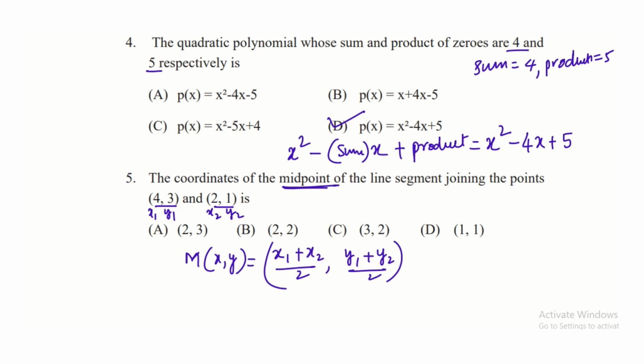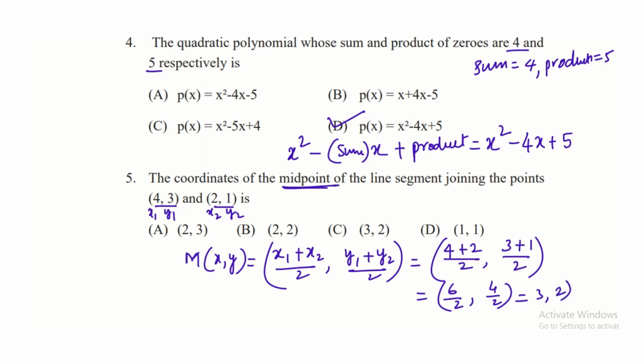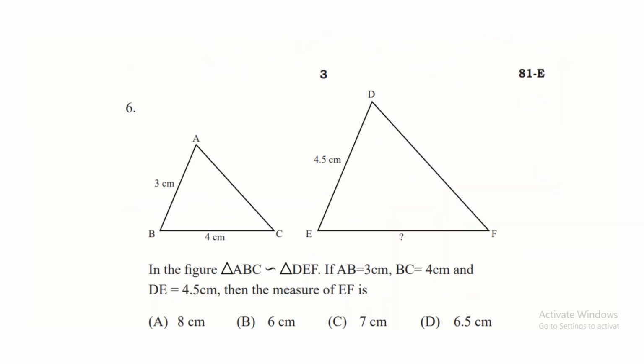So substitute these values here, that is x1 should be replaced by 4 and x2 should be replaced by 2, divided by 2, and y1 plus y2, y1 is 3 and y2 is 1, divided by 2. So we get 6 by 2 and 4 by 2. 6 by 2 is 3 and 4 by 2 is 2. So option C is the correct answer. Moving on to question number 6.